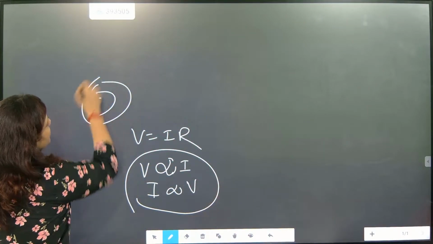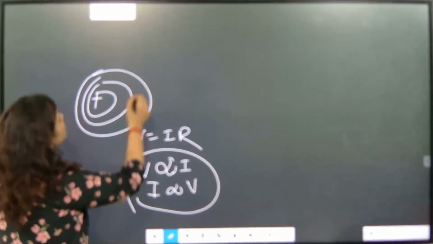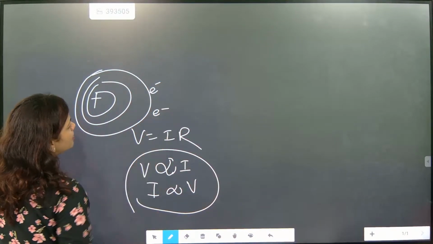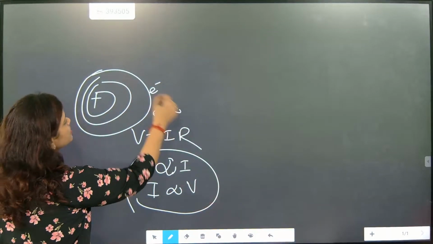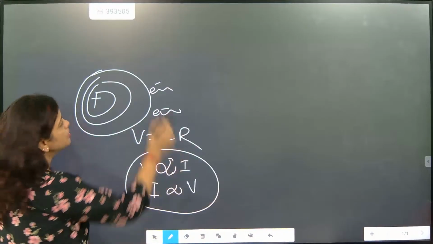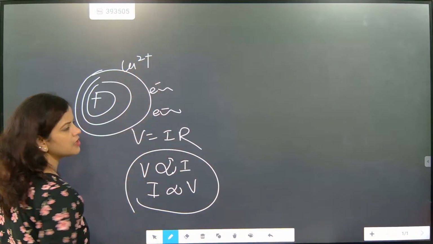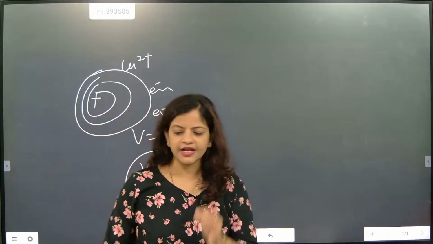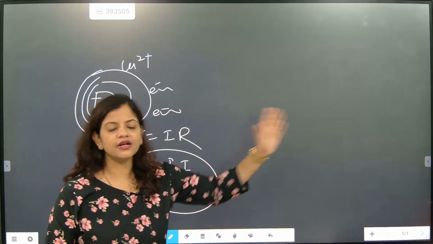So this is the copper atom. Now, in the copper atom's outermost orbit, 2 electrons were there. These electrons left the copper and went out. So now the copper ion is 2 plus. Understood?